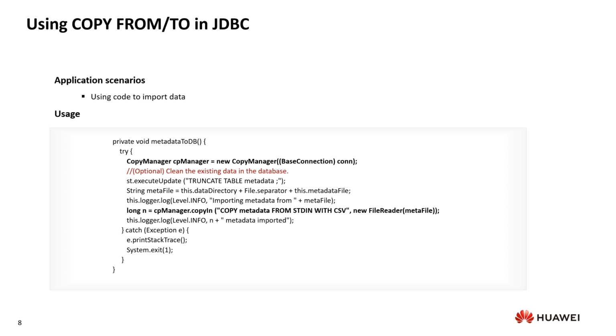And we can use the copy from or copy to in Java Database Connectivity through the CopyManager application program interface. First, create a CopyManager object, and the metafile is the path of the data file. Use the statement copy metafile from STDIN with format CSV, and add the data file path to the file reader in method copyIn. With such an API, we can then easily import or export data in the Java program.